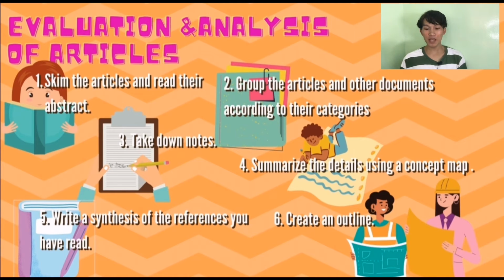Number 4, we have summarize the details using a concept map. In this way, you will see the relationships, similarities, and differences of the articles. And number 5 is to write a synthesis of the references you have read before writing the actual literature review. And lastly, number 6, we have create an outline. You may look for other literature reviews to serve as models for writing an outline.